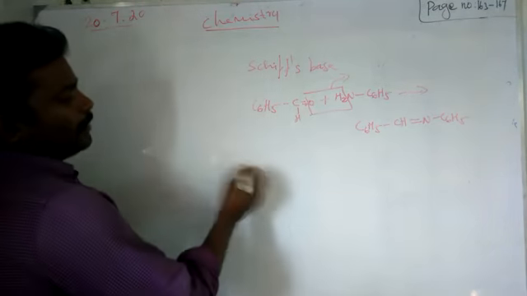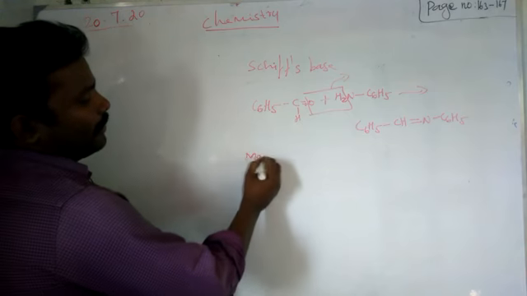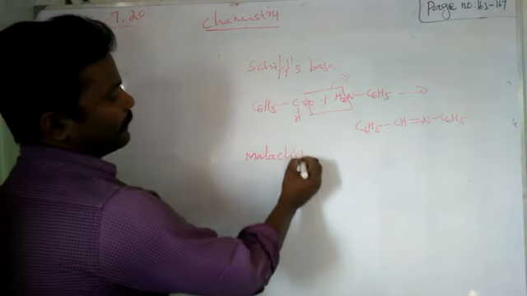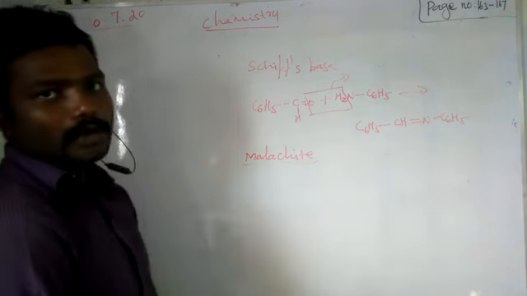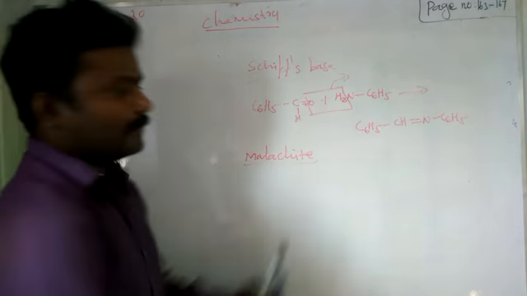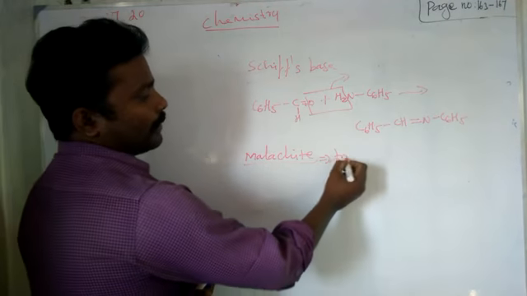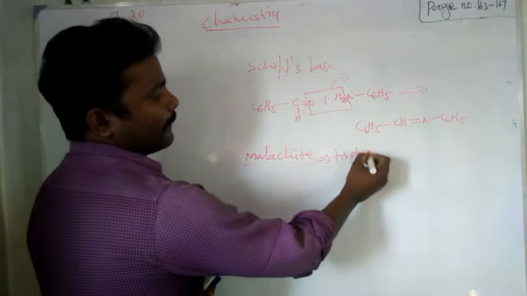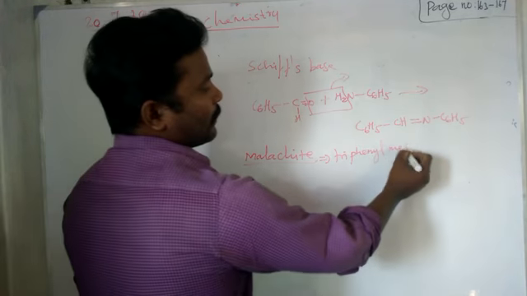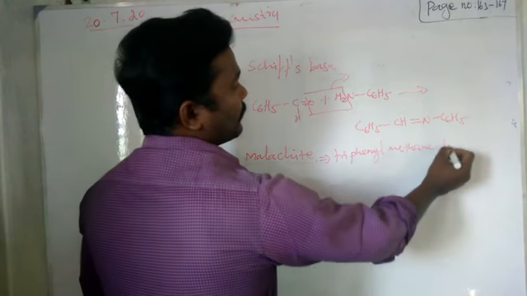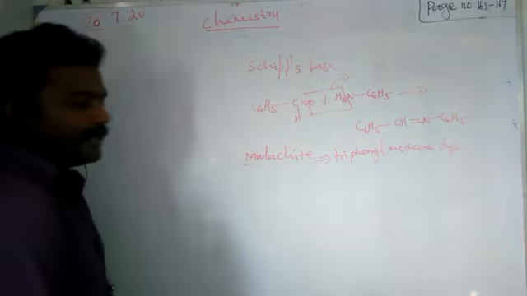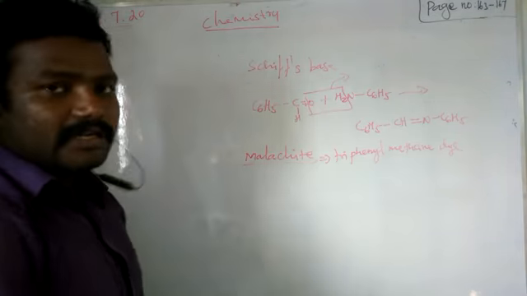The next important reaction is the preparation of malachite green. This is also called a diphenyl methane dye, also called triphenyl methane dye. So both names are important; that means the same dye has different names.